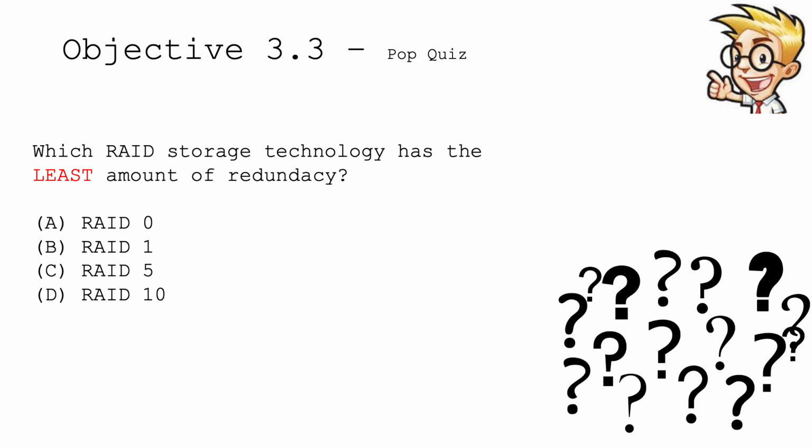We are at the end of Objective 3.3. Here's a pop quiz. Which RAID storage technology has the least amount of redundancy? A. RAID 0, B. RAID 1, C. RAID 5, or D. RAID 10?